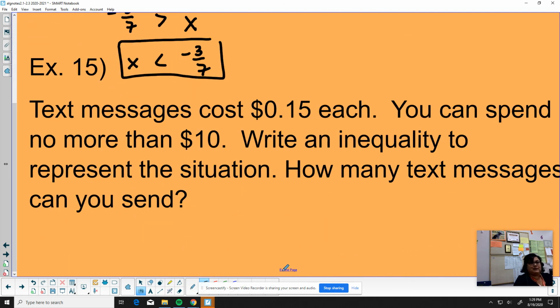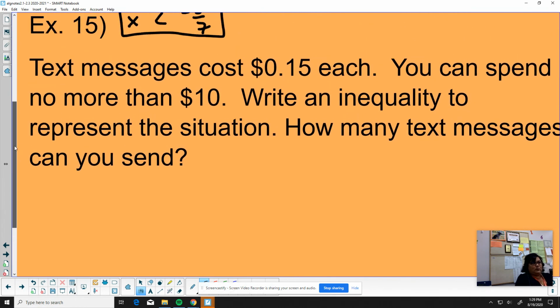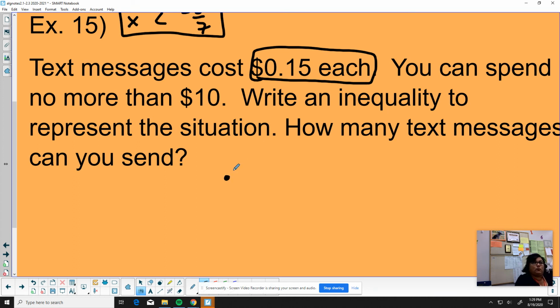Last one. It's a story problem. Okay, this is an old question. You're going to see. Text messages cost 15 cents each. You can spend no more than $10. Write an inequality to represent the situation, and then you have to solve it to tell how many text messages you can send. Okay, so this each right here, 15 cents each, is a multiply word. That tells you that the 15 cents gets the variable. So 0.15x. The total you can spend is 10, and you can spend no more than 10, which means you can't spend 11. But you can spend 10 or less than 10, you can spend up to 10.